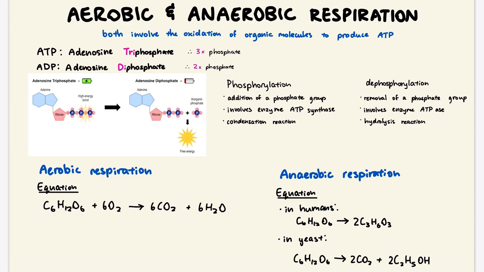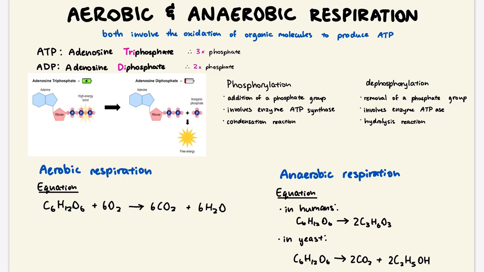So in this video, we'll be looking at aerobic and anaerobic respiration. To start off, both of them involve the oxidation of organic molecules to produce ATP. ATP is adenosine triphosphate, and ADP is adenosine diphosphate. From the tri and the di, we can see that triphosphate means that there are 3 phosphate groups, as shown in this diagram here, and diphosphate, there are 2 phosphate groups.